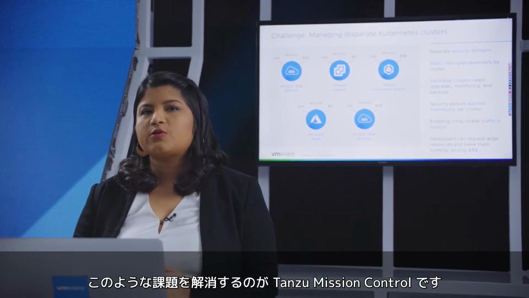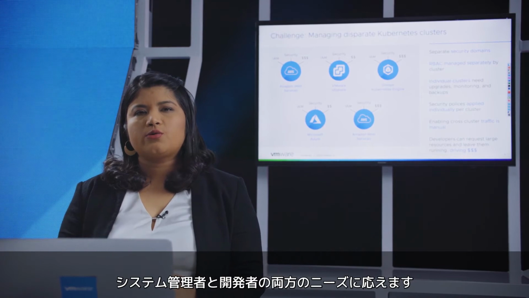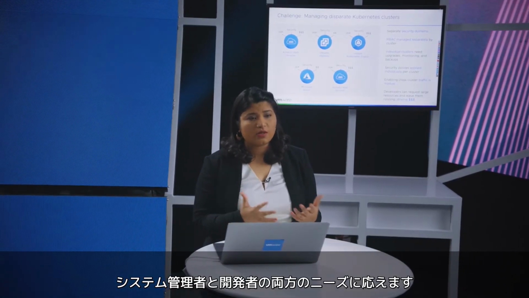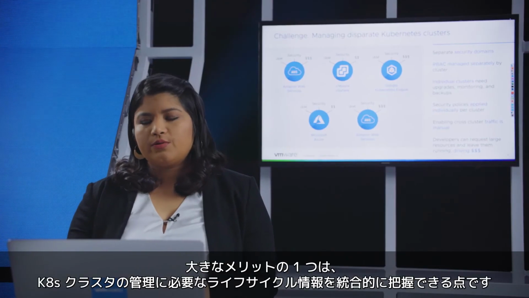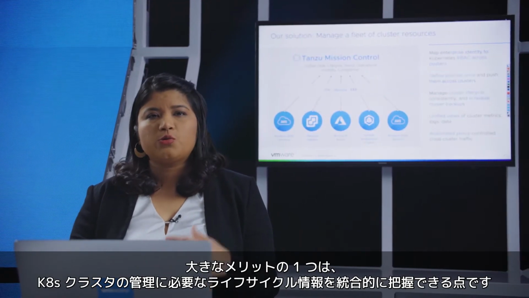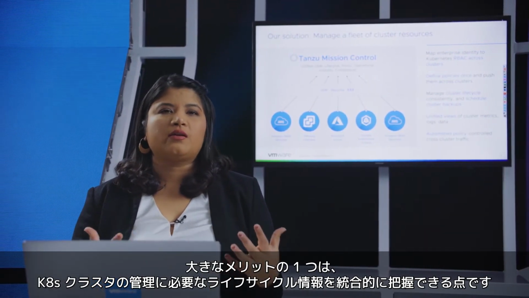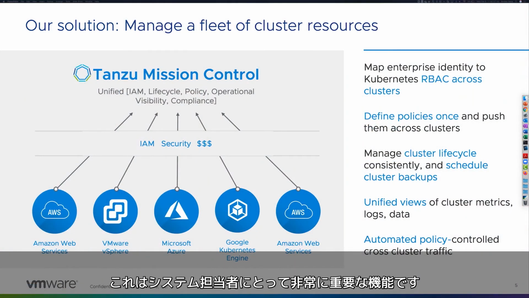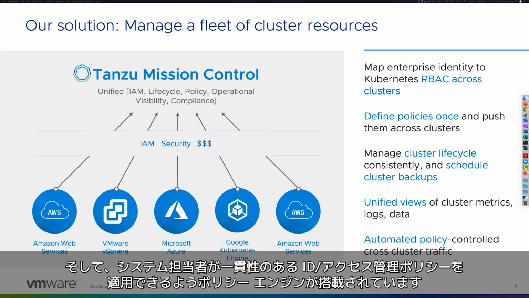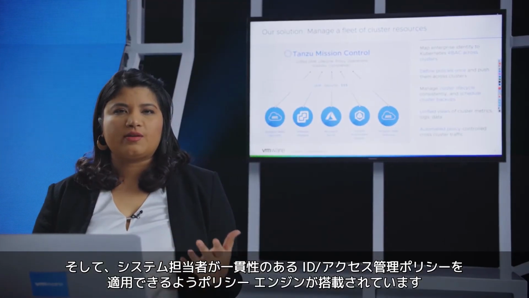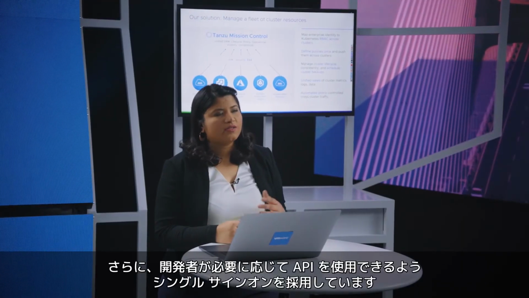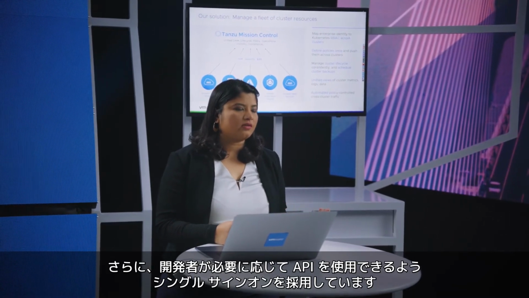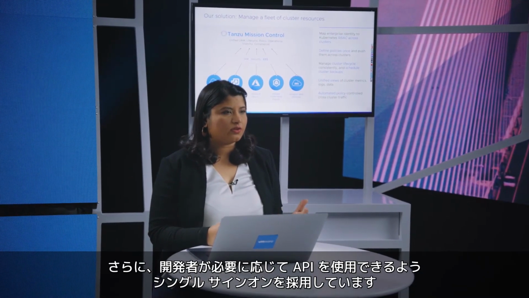Now, this is where Tanzu Mission Control comes in. Tanzu Mission Control caters to both the operation teams as well as development teams. What it really helps do is bring together a unified view of all the life cycle needed to manage and maintain a Kubernetes cluster. For the operation teams, this is very important and critical. At the same time, Tanzu Mission Control also gives a policy engine for operation teams to provide consistent policies of identity and access management. At the same time, it gives single sign-on access to development teams that need access to the API.